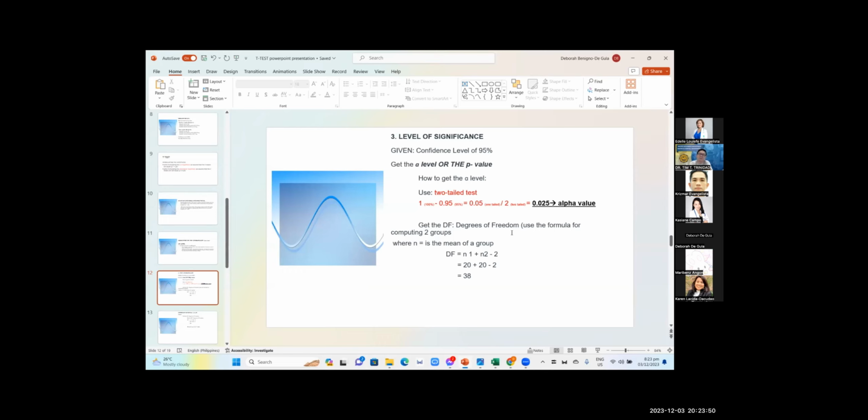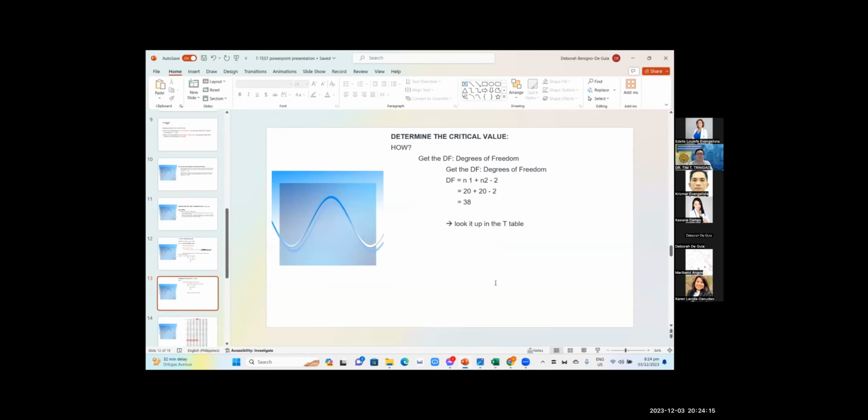We will get the degrees of freedom. We use the formula for computing two groups, because we have two groups where the n is the size of the group. So since there are two groups, this will be the formula. Degrees of freedom is equivalent to n1 plus n2 minus 2. So the degrees of freedom will be 38.